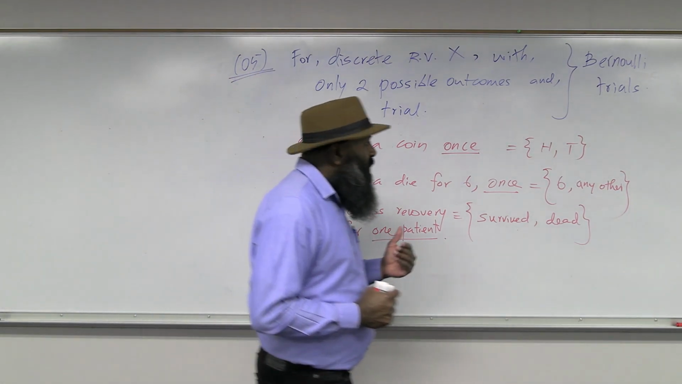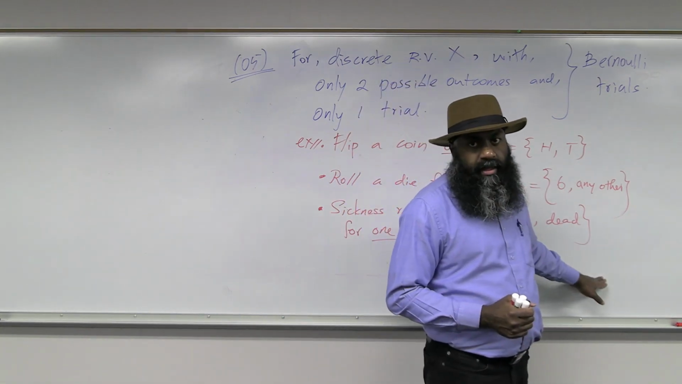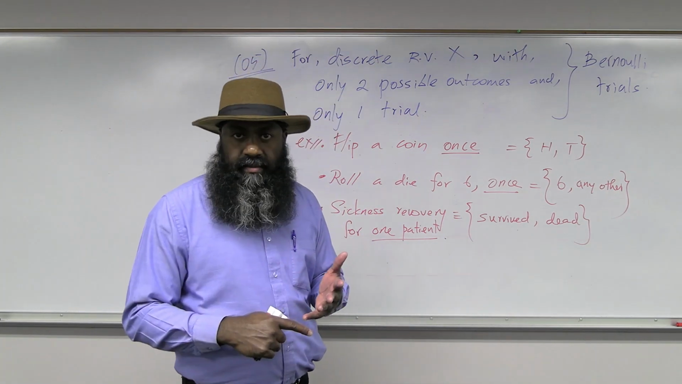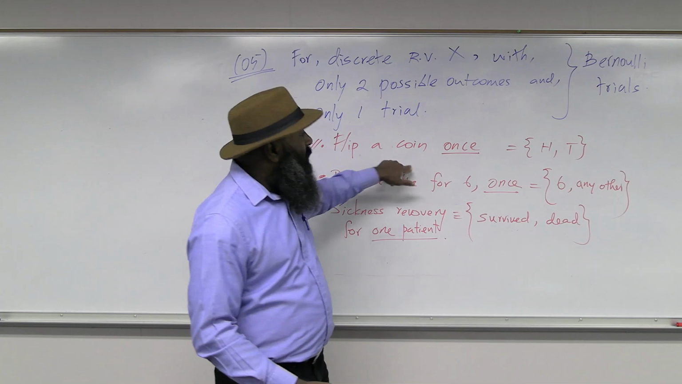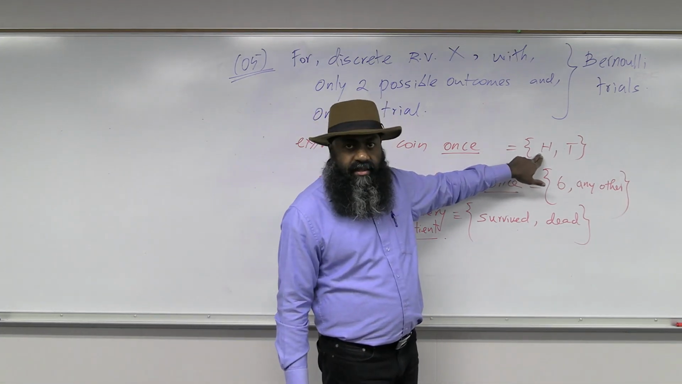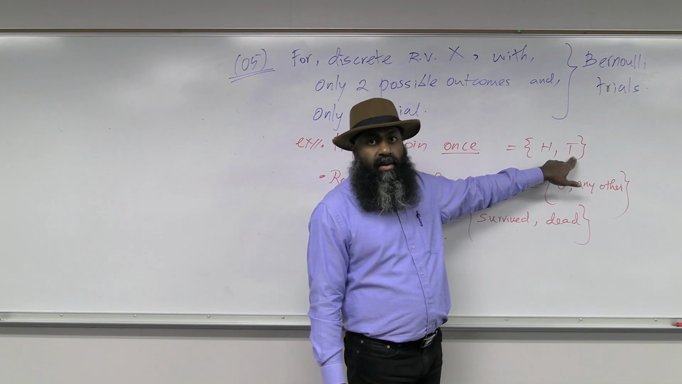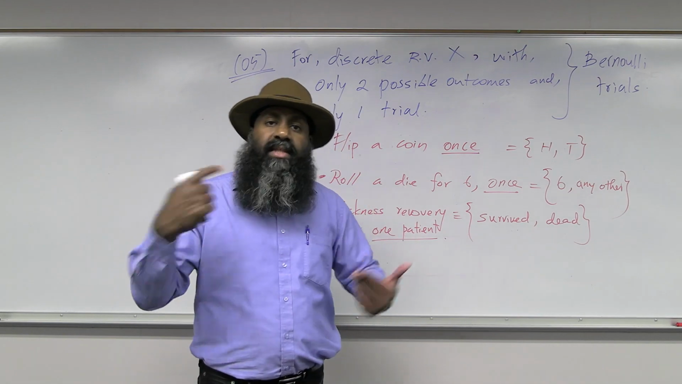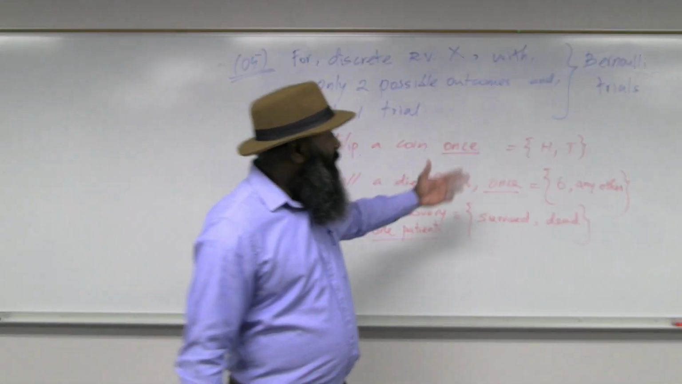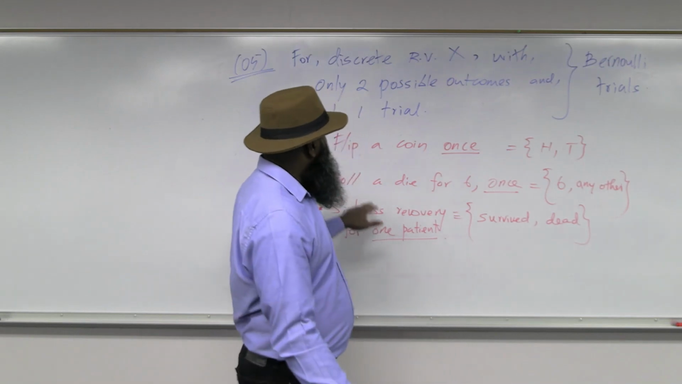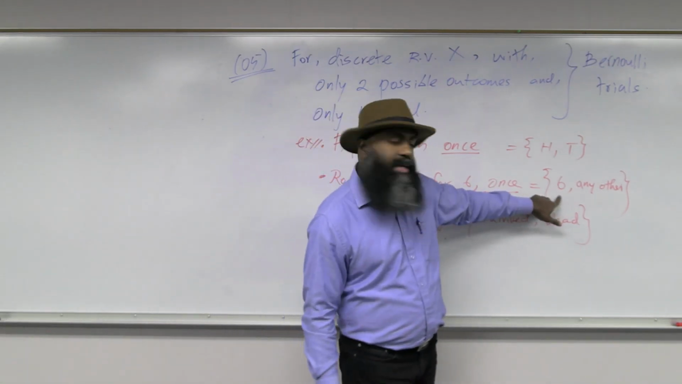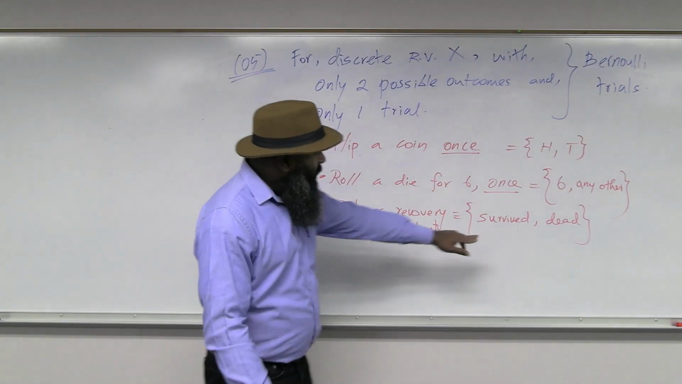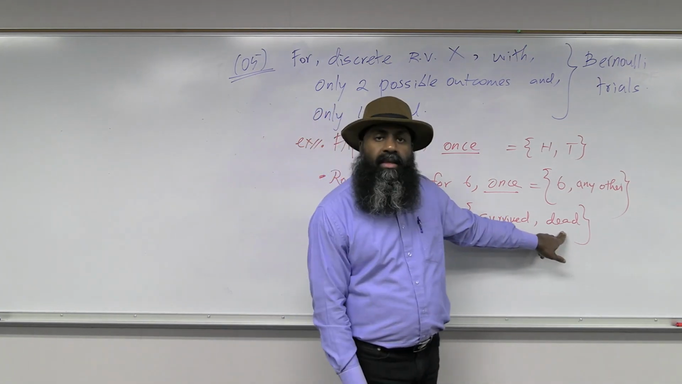I need the probability of one event. In general, the two events are called success and failure. Maybe if I flip the coin, this can be called the success, head, and the tail then can be called the failure. Of course, the definition of success and failure is up to the person who runs the experiment. I can define it the way that I like. Roll a die for 6: I will say 6 is my success, and the other event is called the failure. Survival can be called success, death can be called failure.